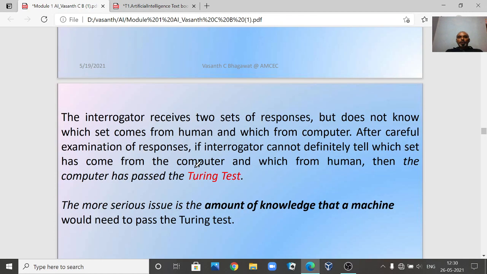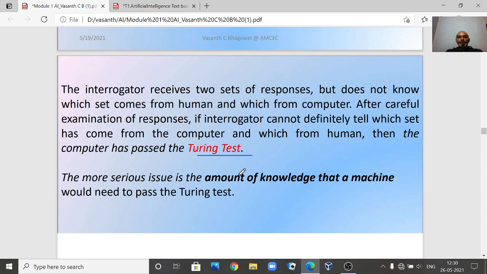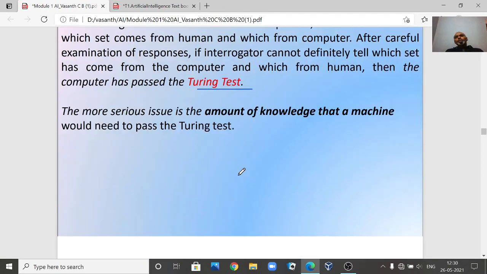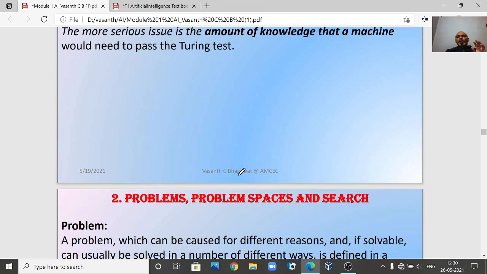So our criterion of success is that the machine has passed the Turing test, and that is what we call the Turing test. I think it is clear. So this is what we have discussed in this particular session.